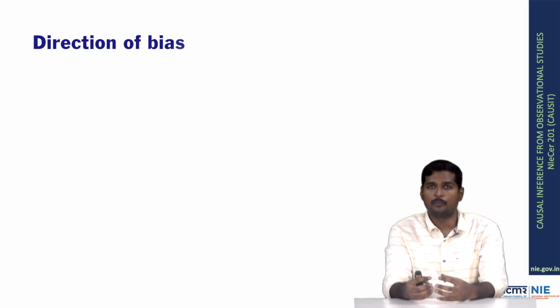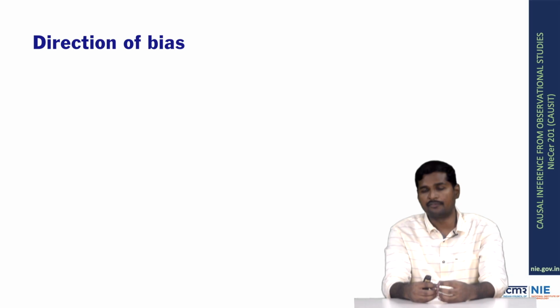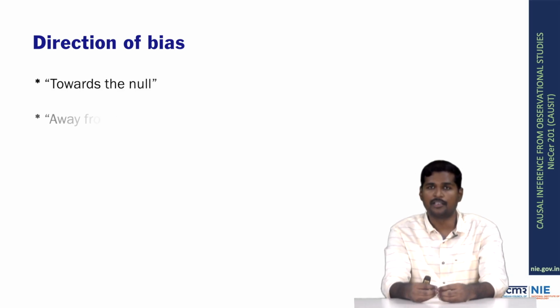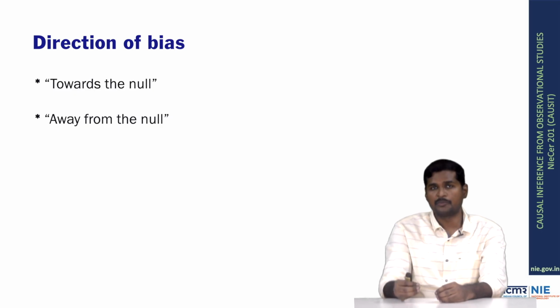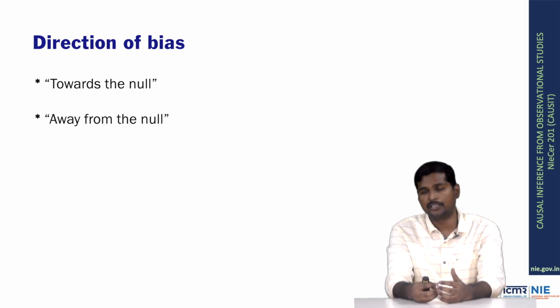So the direction of bias, or the way in which this information bias can act, is of two types. One is towards the null. So the estimate or the result comes towards the null. Null value means there is no difference between the two groups or the treatment is not effective. So that is the null value. In relative risk or odds ratio, that null value is 1. In risk difference, the null value is 0.